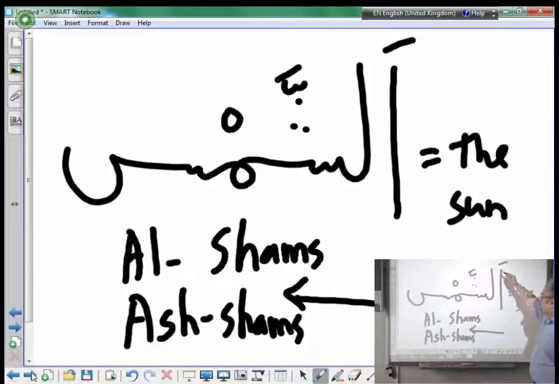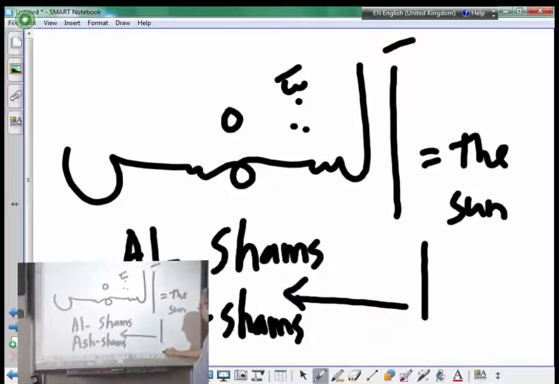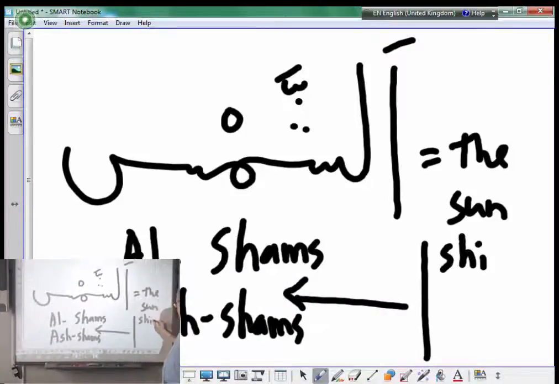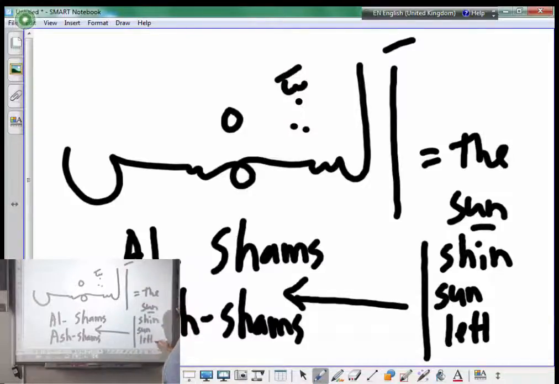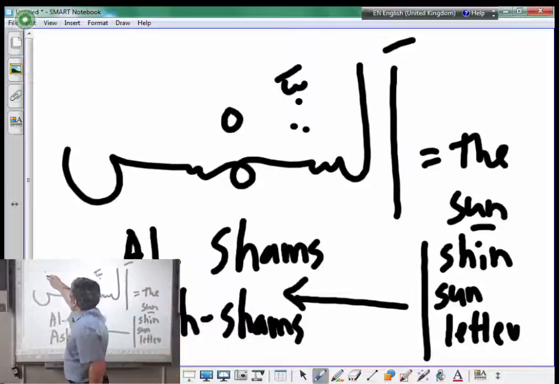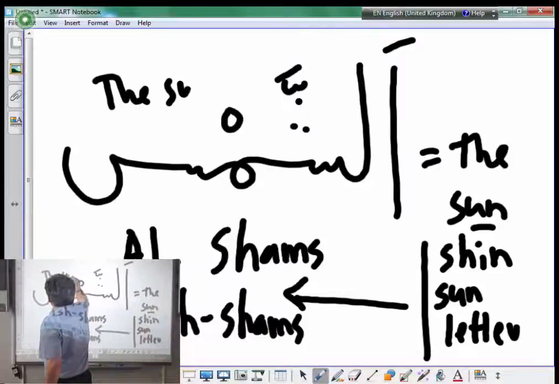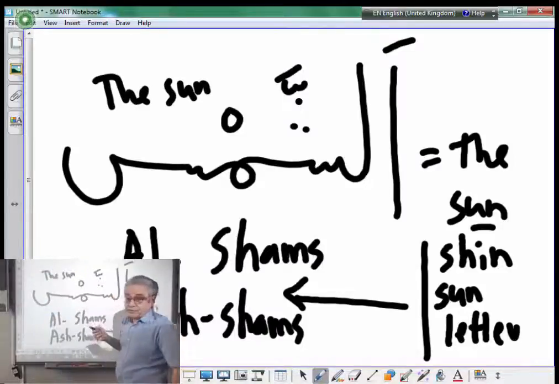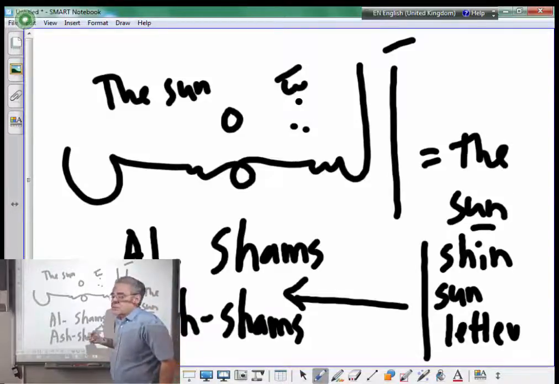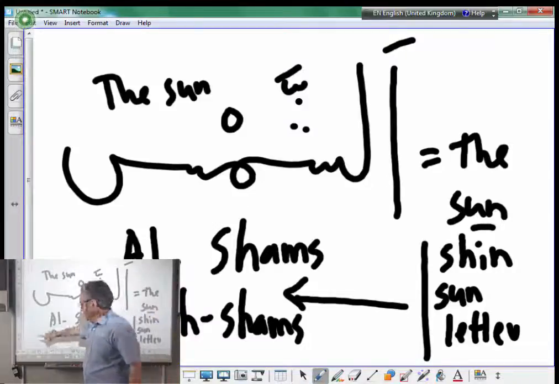We call sheen, according to that, a sun letter, because الشمس means the sun. So all the letters that behave in the same way as the sheen, we are going to call them sun letters. So let us see what these sun letters are.